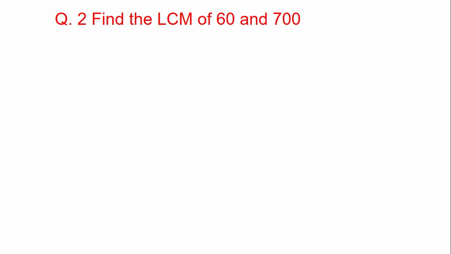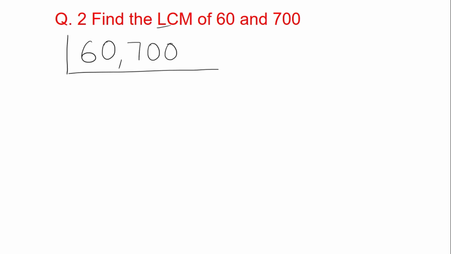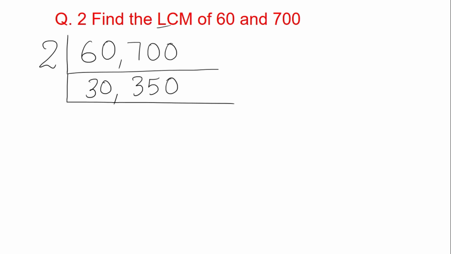Question 2. Find the LCM of 60 and 700. For the LCM, I start by drawing my long L. Put my numbers inside, and I'll start with the prime factorization. Both are even numbers, so let me start with 2. You can also start factorization with 5 because 60 and 700 are also in 5's table. Here it's going to be 30. You have 350. Again I take 2.